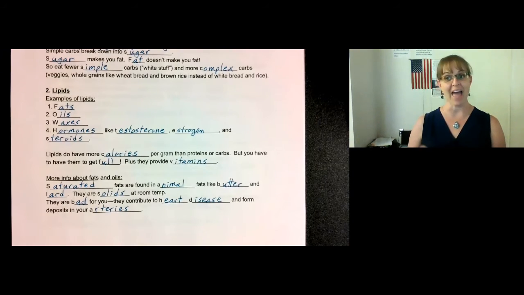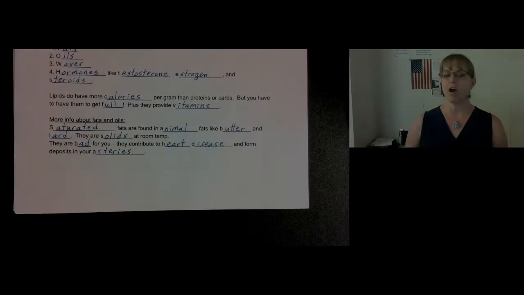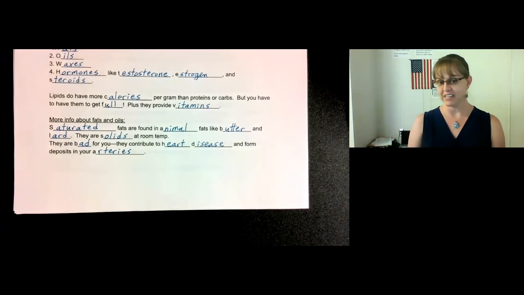But you do have to have fat in your diet to get full. Plus, fat has a lot of fat-soluble vitamins, like your B vitamins. And so it's very important to have fat in your diet. Kind of weird, huh? There are 2 main categories of fat, saturated and unsaturated.